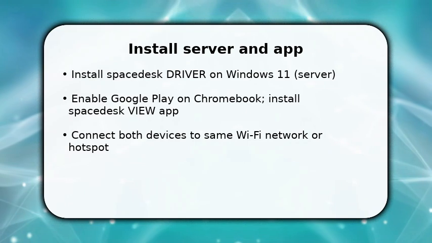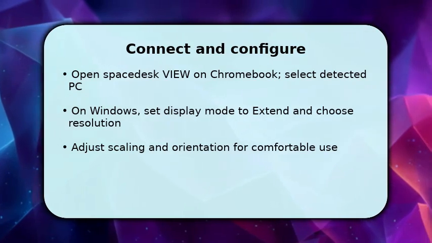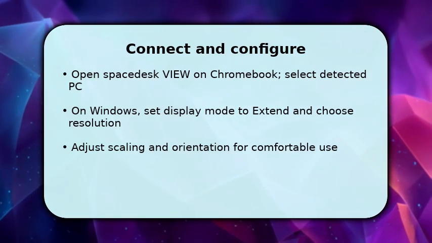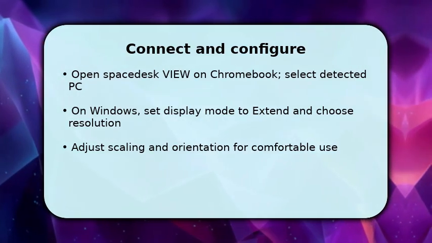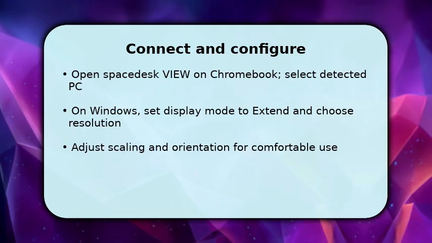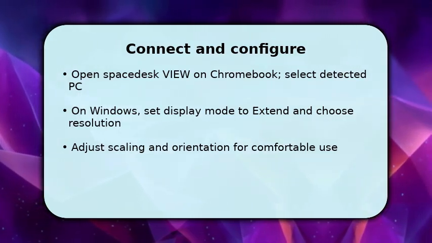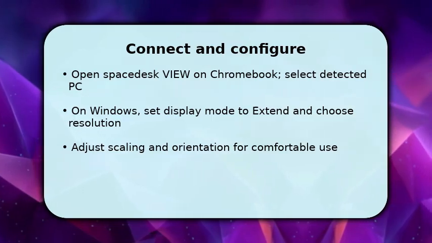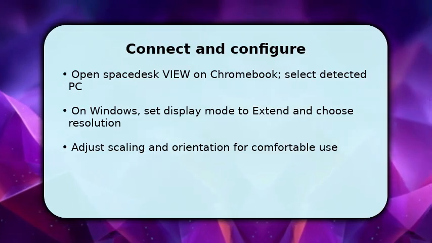Now open Space Desk View on the Chromebook and tap the detected Windows machine. A live secondary desktop should appear within seconds. On Windows, right-click the desktop, choose Display Settings, and set the new monitor to extend so you can drag windows across. Once connected, change the resolution and scaling on the virtual display to match the Chromebook screen for legible text and smooth animation. If you need portrait mode, set orientation on Windows.